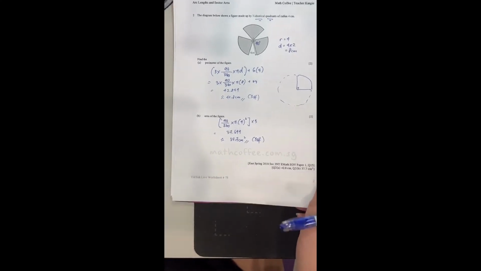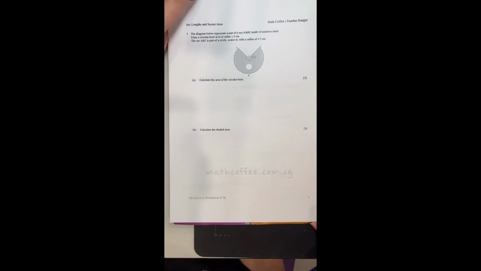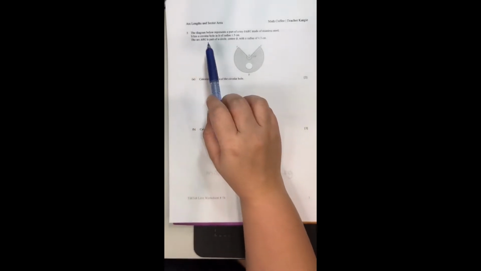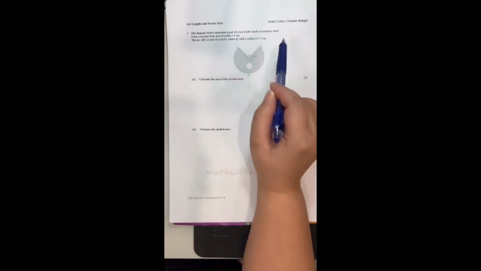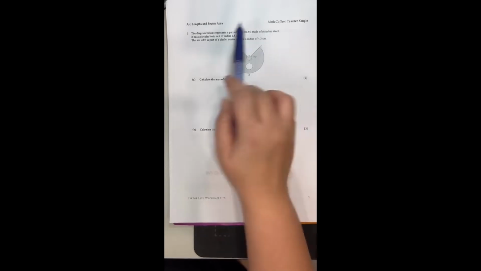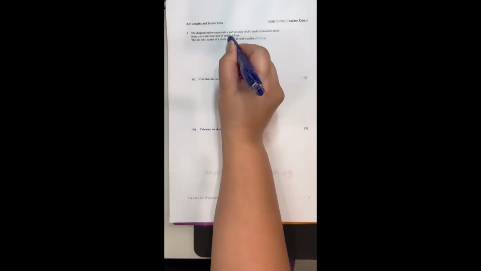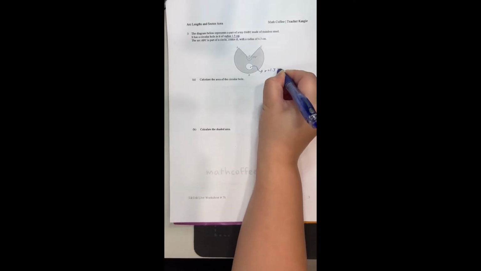Okay, let's move on to question number 3. Over here, this question. Now, let's read the question together. So, the diagram below represents a part of a toy OABC, made up of stainless steel. It has a circular hole here with radius 1.5 cm. So inside, the radius is 1.5 cm.